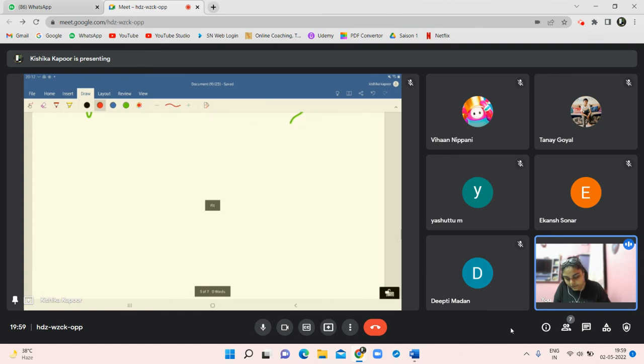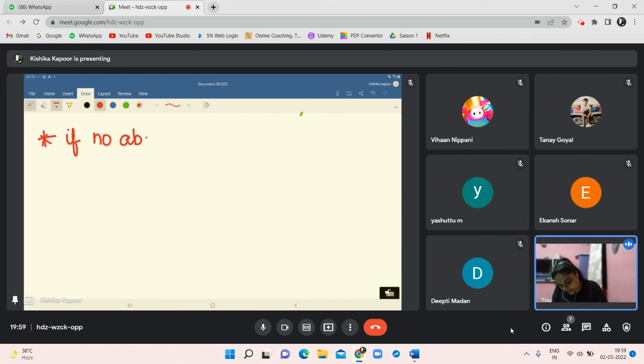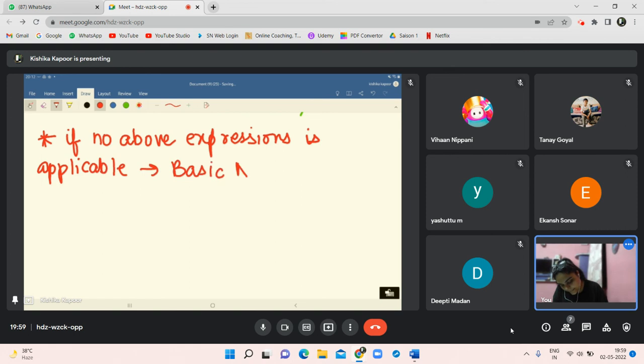Okay, now a few important rules you have to understand. If no above expression is applicable, you don't find two options, you don't find déjà, you don't find encore, there is no toujours, souvent, there is no expression at all, it means it is your basic negation, ne... pas. Okay, because that is also going to be part of your questions. If you don't find any negative expression to be there, you are going to use ne pas.